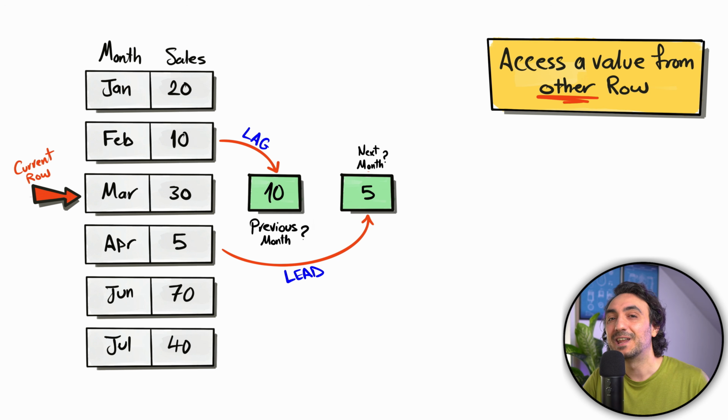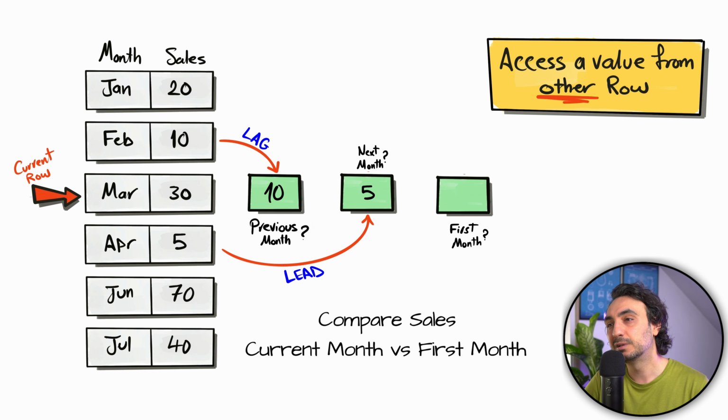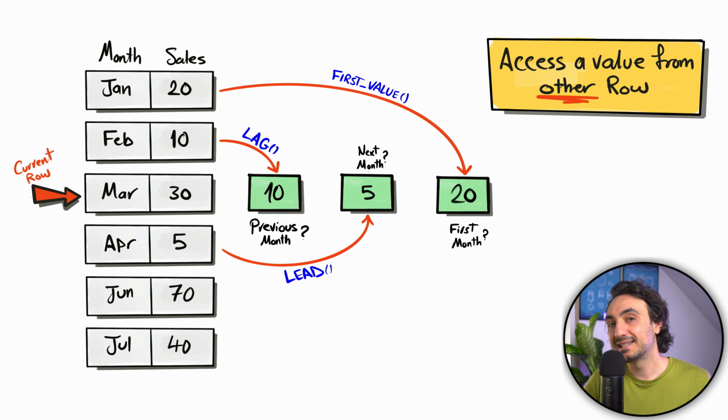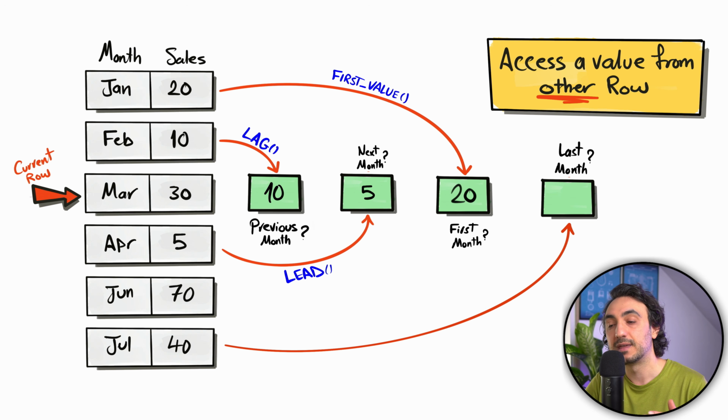And now in the other cases, you might be interested in the first month of your list. So it's going to be here, January. So in order to get the sales of the first month, you can use the function first value. So we're going to get at the same row 20. And now for the last option, I think you already get it. We can go and get the value of sales of the last month. So here we can get July. For that, we're going to use the function last value and we will get the value of 40.